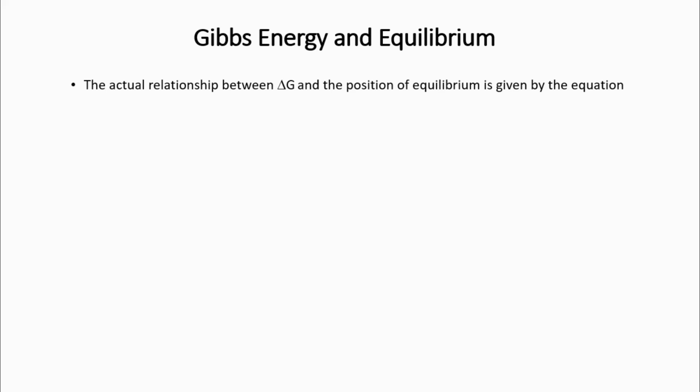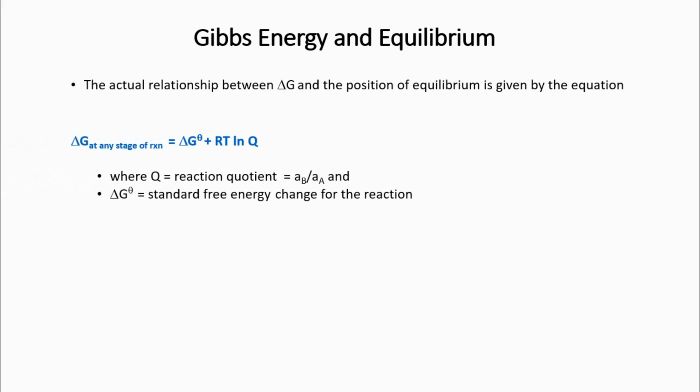Now, the actual relationship between delta G and the position of equilibrium is given by the equation here, which tells you that the free energy change at any stage of the reaction is equal to the standard free energy change, delta G naught, plus RT ln Q, where Q is the reaction quotient. The reaction quotient is just the ratio of the activity of the product or products raised to their stoichiometric coefficients over the activity of the reactant or reactants raised to their stoichiometric coefficients.